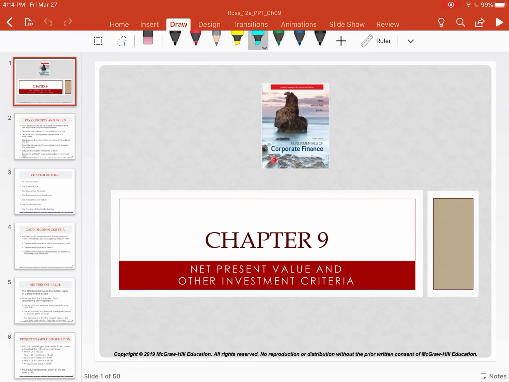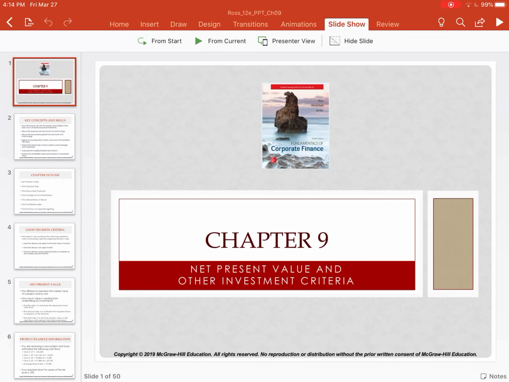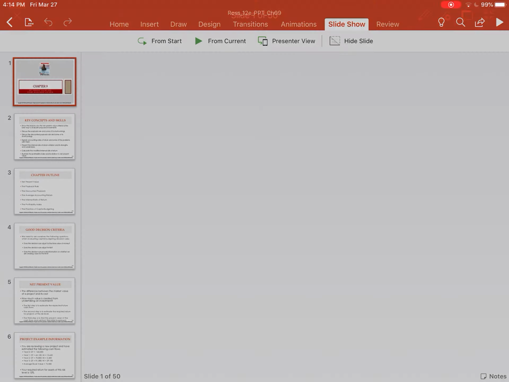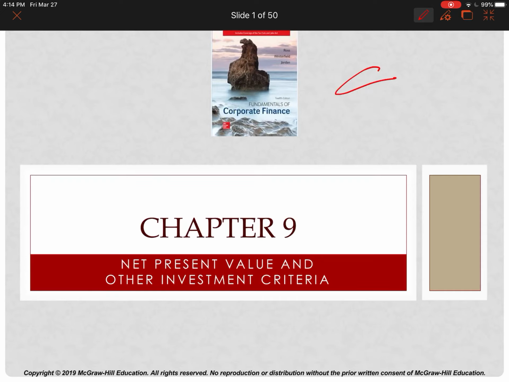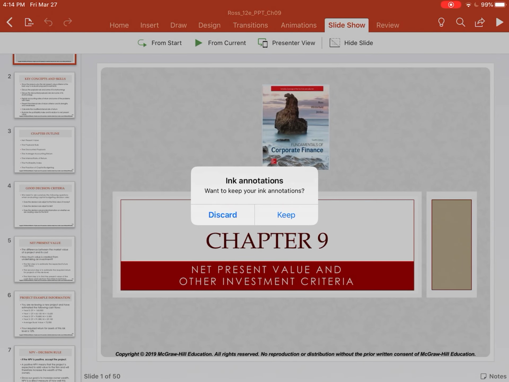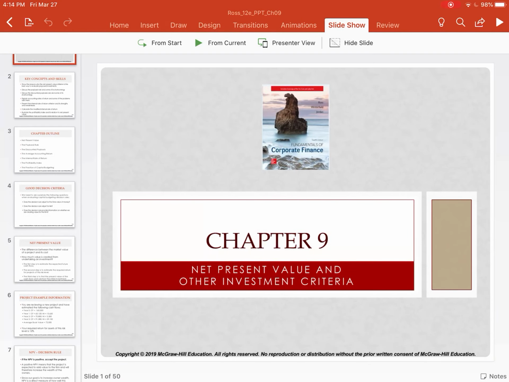So if I can figure out and remember how to go about doing this. I did want to, let me see if I can size this up so that I can just do slideshow. Yep, from current. Yep, so let's see if I have my pencil handy. Okay.